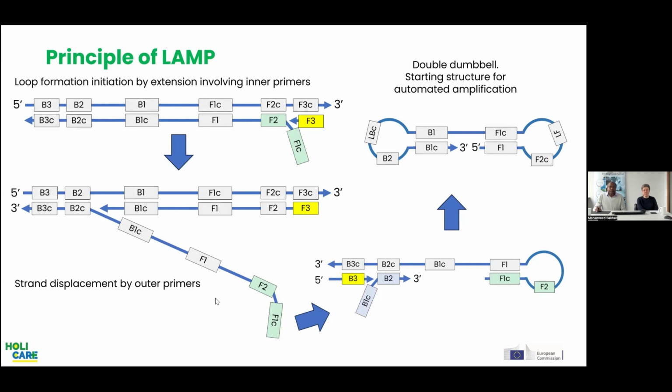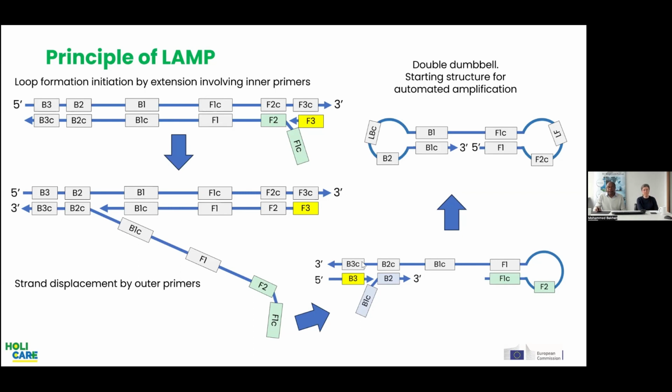Now this nicked out strand has a very nice characteristic. Just look at the end here, you will see this F1 part and the complementary part to the F1. These will then anneal together to form the so-called loop shape here. They just anneal together, and I have this structure.